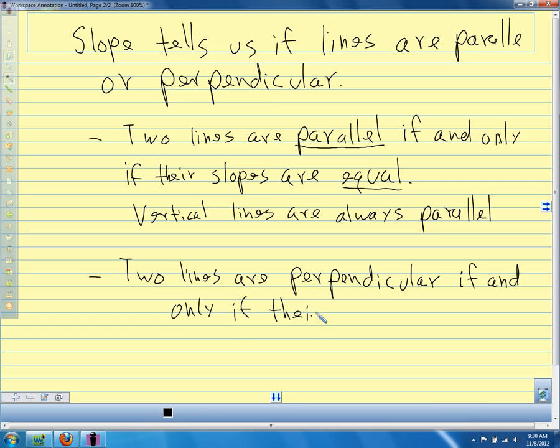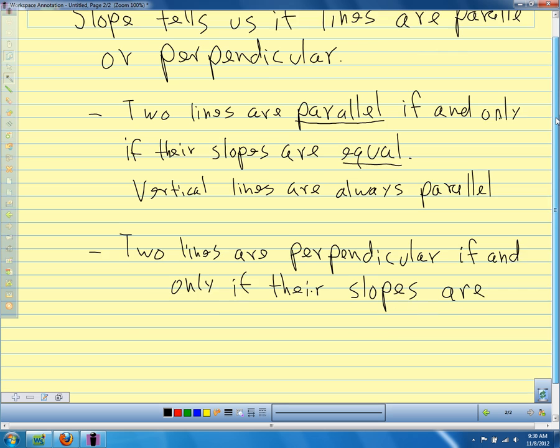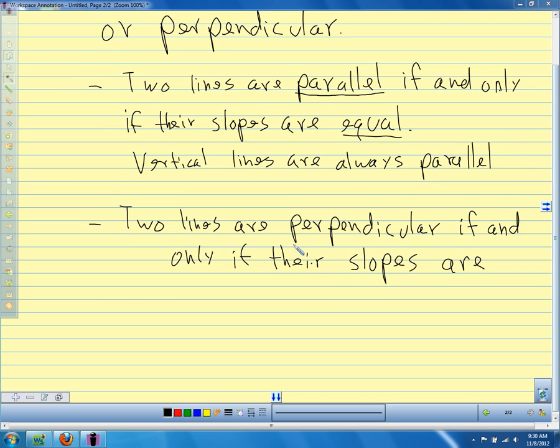their slopes, you remember the rule for perpendicular lines, are... anybody remember the rule for perpendicular lines and slopes? If and only if their slopes are negative reciprocals.